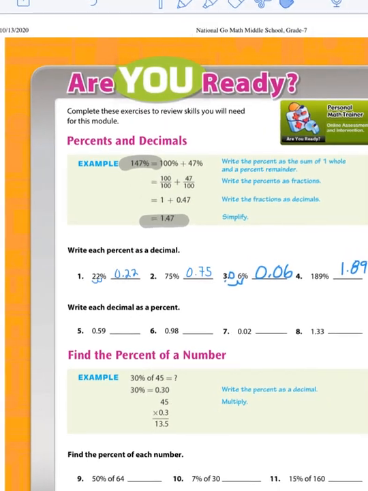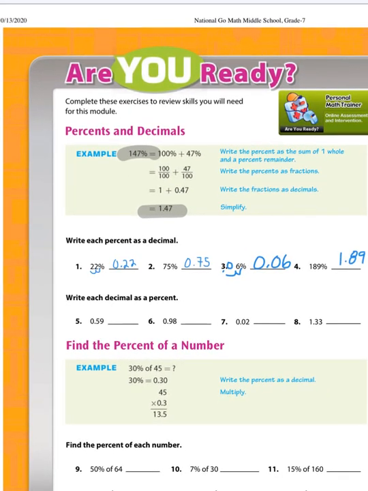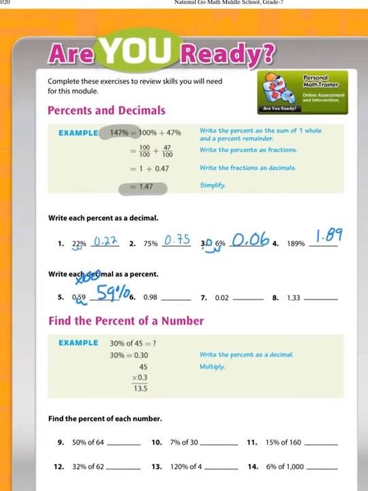All right, so let's go the other way now, to write a decimal as a percent. Take the decimal place, move it 2 places to the right, or you can multiply by 100. So 0.59 times 100 is 59%. Pause the video, do 6, 7, and 8 on your own. Play it back to see if you got it right.